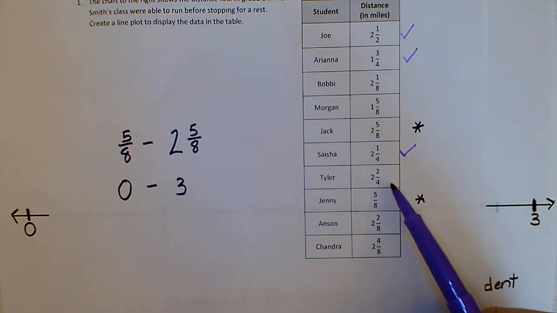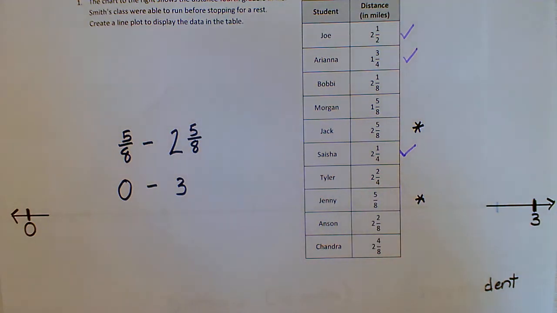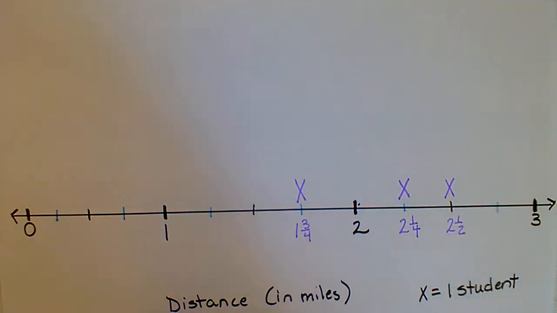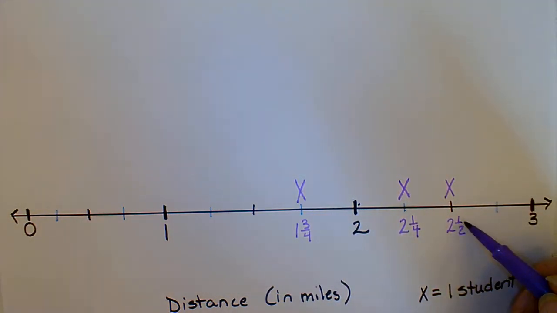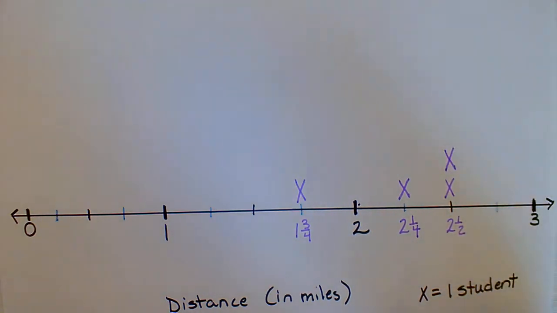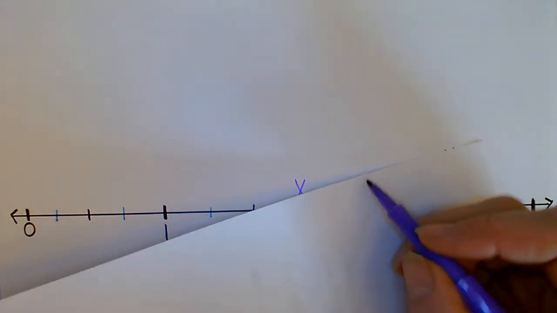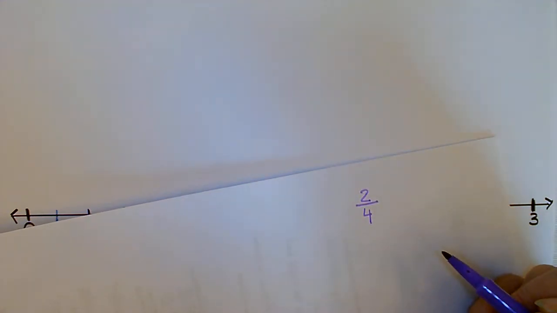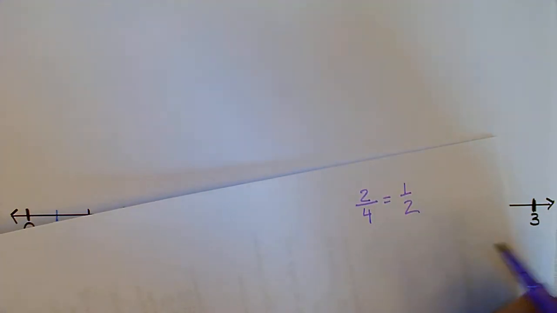So the next person that's in fourths is Tyler. Tyler did 2 2/4. So I'm going to put my little downward part of my check. And we're going to find 2 2/4. 1, 2, 1/4, 2/4. And now what you should be seeing is that 2 2/4 is the same thing as 2.5. And I'm going to put an X for him. So again, 2 2/4 is the same thing as a half. Why is that? Because remember, when your numerator is half of your denominator, 2 is half of 4, that's going to be equal to 1/2.